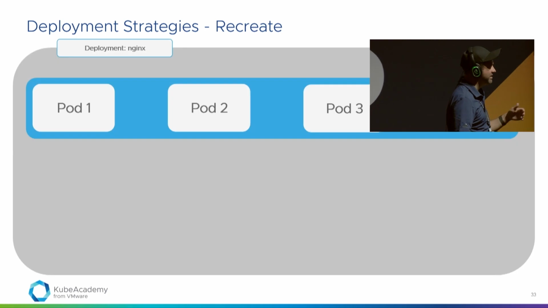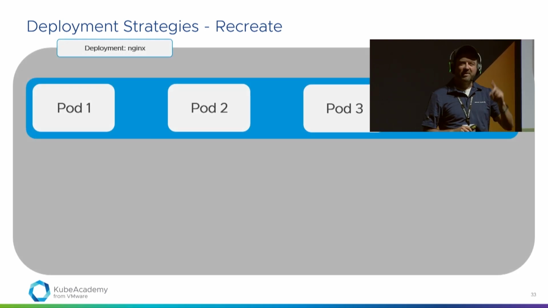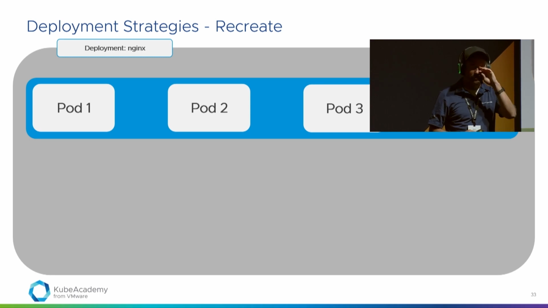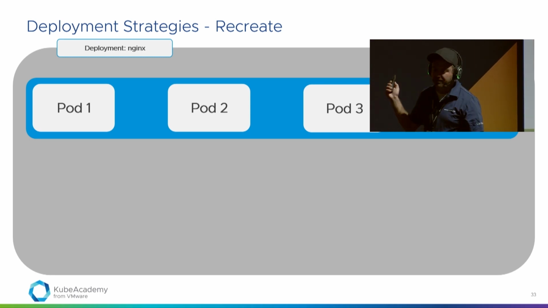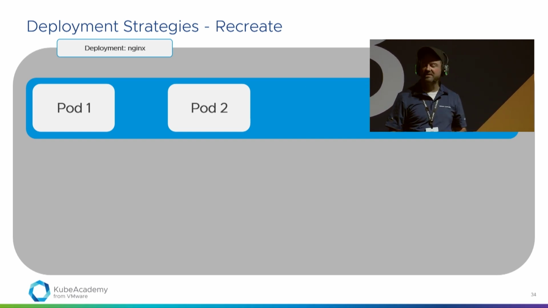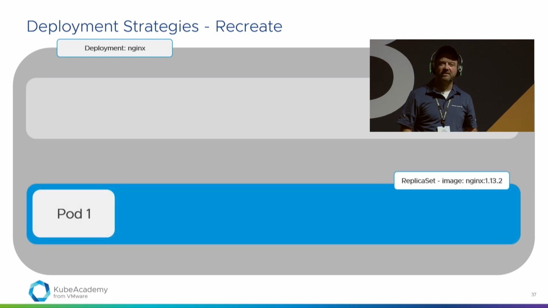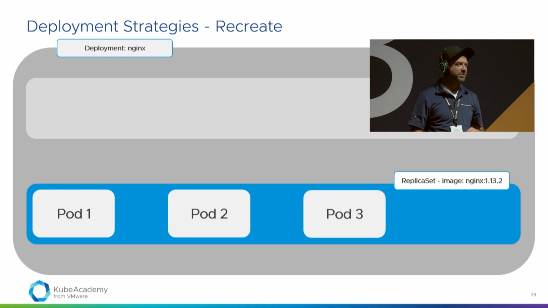Recreate, I'll go really quickly on this one, it's not super exciting. Recreate, remember, it can't have more than one of 2 different versions running at the same time. So we change the value to 1.13.2, we apply it. Kubernetes will tear this down. It will then create the new replica set and scale it up. Once again, not super exciting.